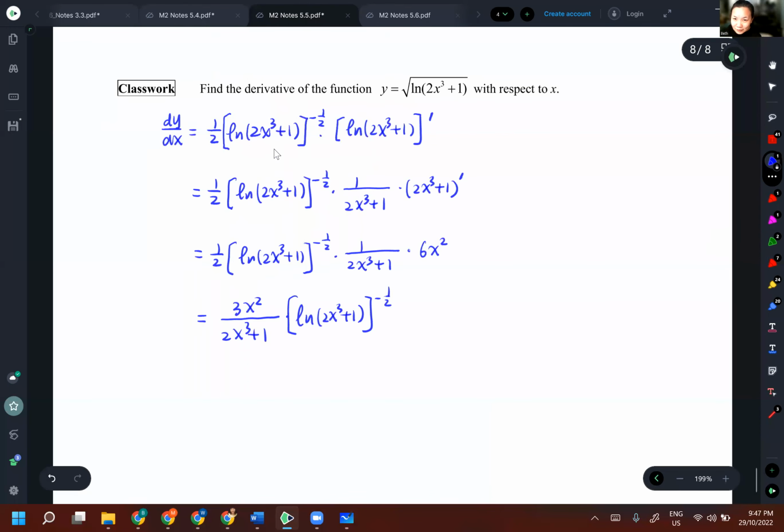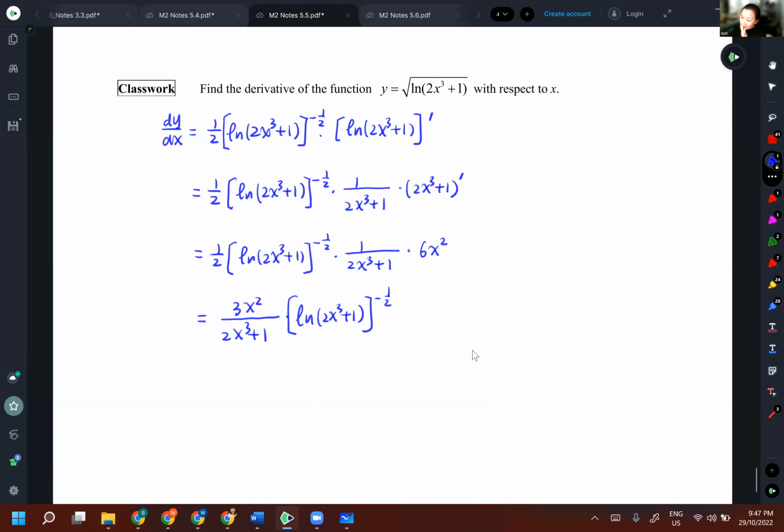I think, yes, I remember now. The extra example here is just to show you multiple layers of the composite functions. And for this one, the outside one is a power function. And then the middle one is a log function. And the innermost is a polynomial. And that's the answer.